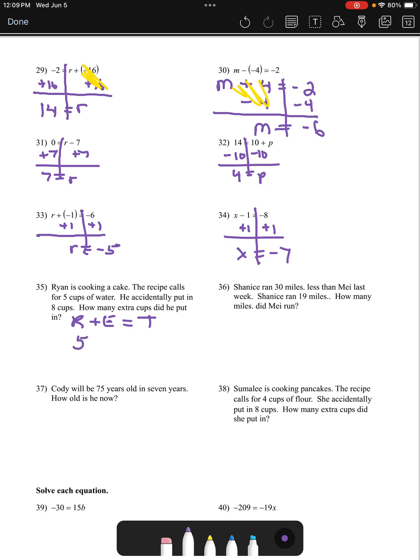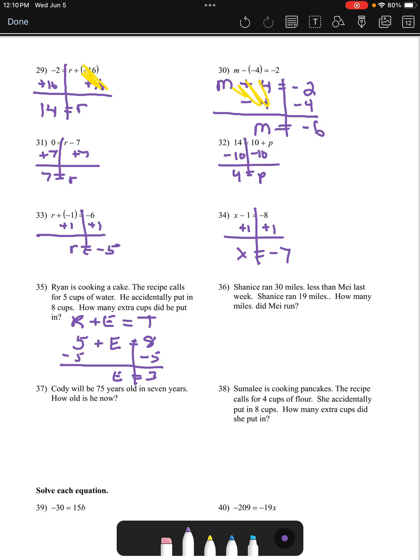So, what's the recipe call for? 5 cups. How much extra do we put in? Well, that's what we're trying to figure out. How much total did he put in? 8. Solving this equation requires us to eliminate a +5. We do so with the use of a -5, and the amount extra is 3.